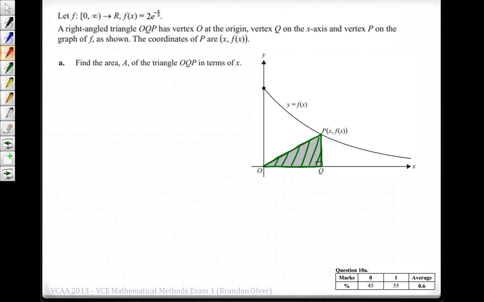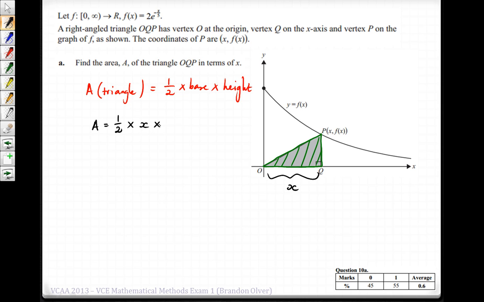So the area of any triangle is equal to a half times the base times the height. So in this one, we know that our area equals a half times the base, where our base is just a length denoted by x, by the height, which is f of x. So the distance there is f of x.